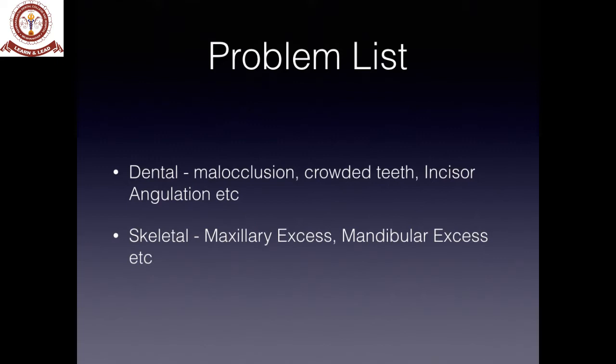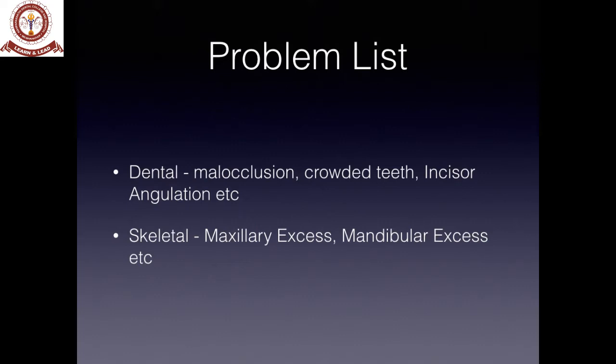So when we talk about problems within the dental segment, it can be malocclusion, crowded teeth, incisor angulation, which can be proclined, which can be retroclined, or spacing between the teeth. So all these dental problems definitely need orthodontic correction.